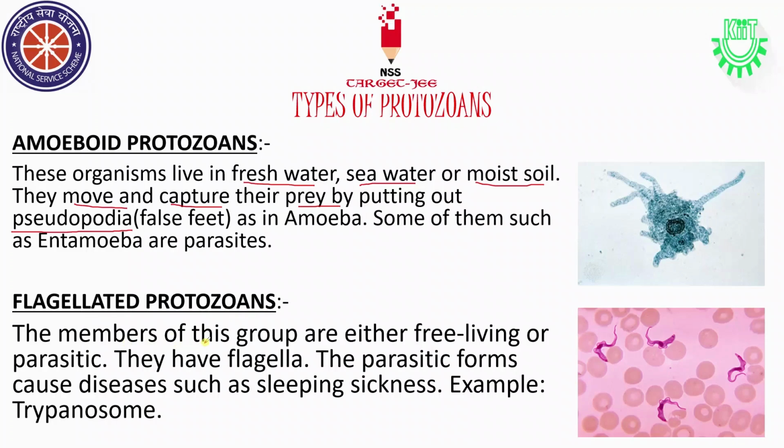Flagellated protozoans. The members of this group are either free-living or parasitic. They have flagella. The parasitic forms cause diseases such as sleeping sickness. Example, trypanosome. Remember these examples and their spellings well, because they can come in MCQs or short questions in your exams.